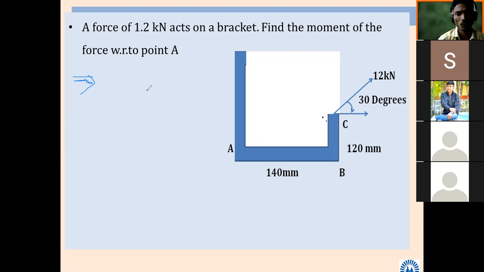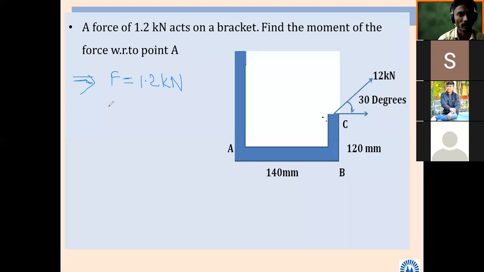So the moment due to the 1.2 kilonewton force can be found how? First you can find the Fx component. Here you can simply write F is given. How much is the force? 1.2 kilonewton. From this force, are you able to find its Fx component?